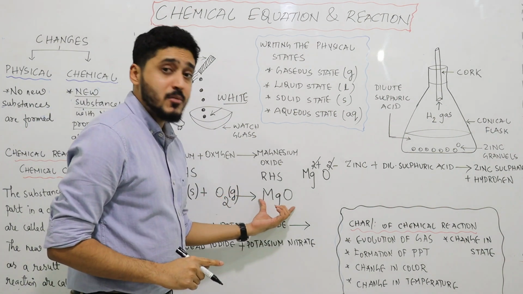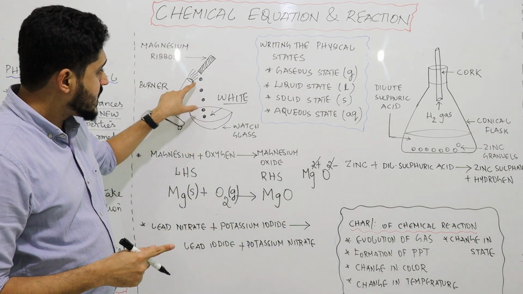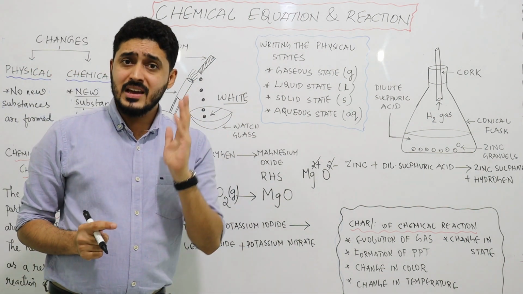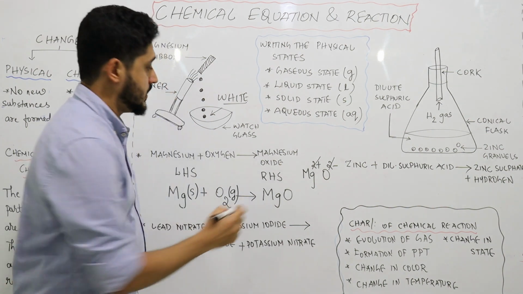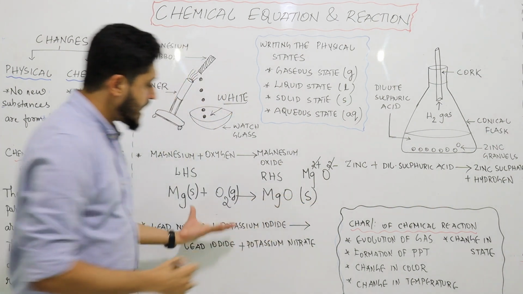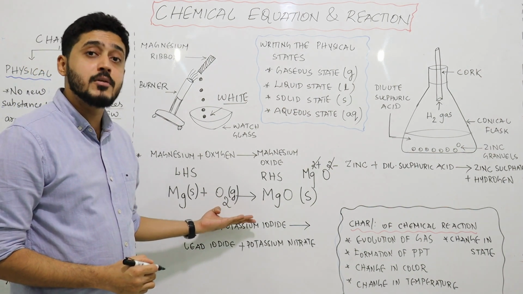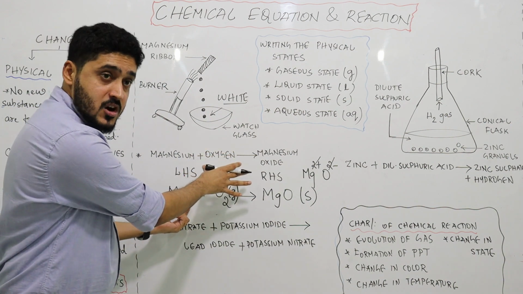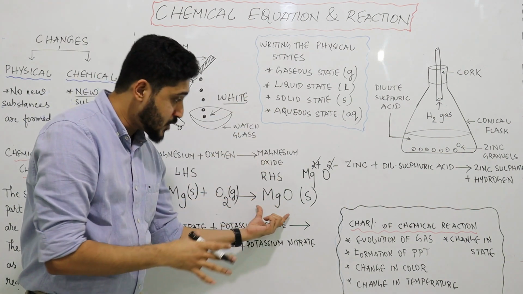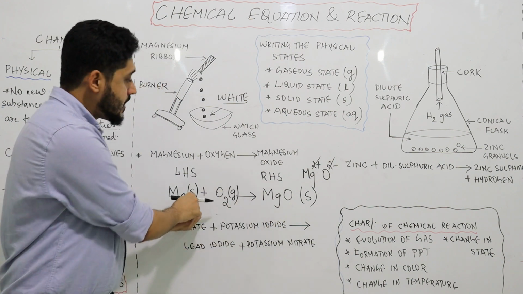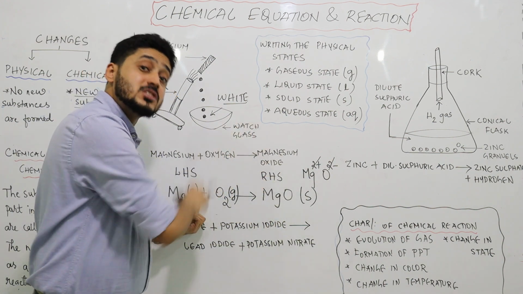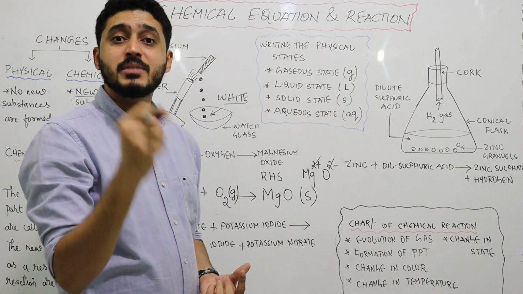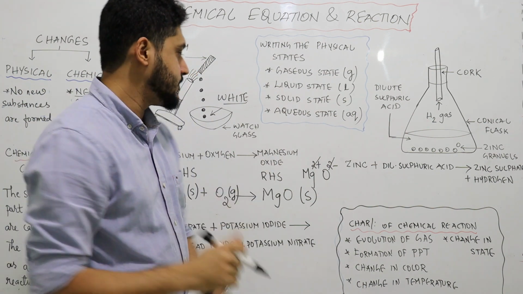Next, magnesium oxide. You have seen when you burn this, you will get white powder. Is it a liquid? No. Is it a gas? No. It is a solid, so you have to write s. This is how you make an equation more informative, by writing the symbols of the substances involved, the formula of the new product which is formed, and the physical states of those substances involved in a given reaction.